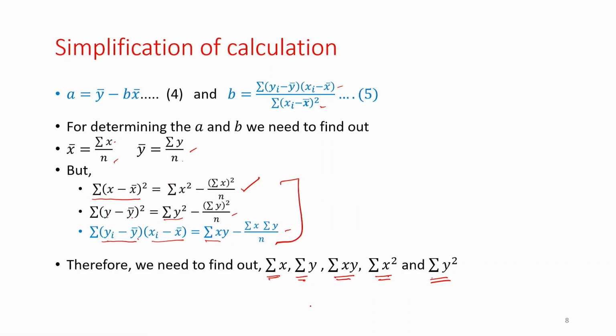So this is what we need to have. X and Y values are always available with us. We'll find out sigma x and sigma y. Then we multiply x and y to make another column and find the sum of x into y. We'll again multiply x squared and sum them up. We find y squared in another column and sum them up.